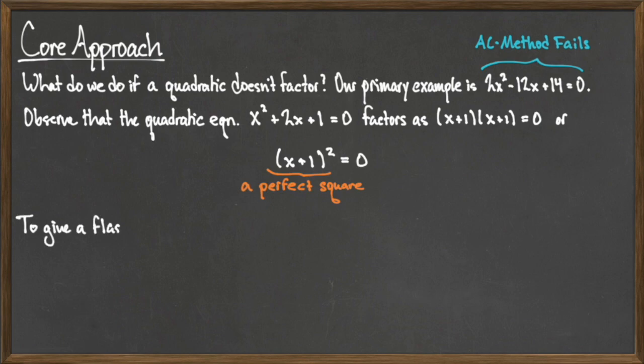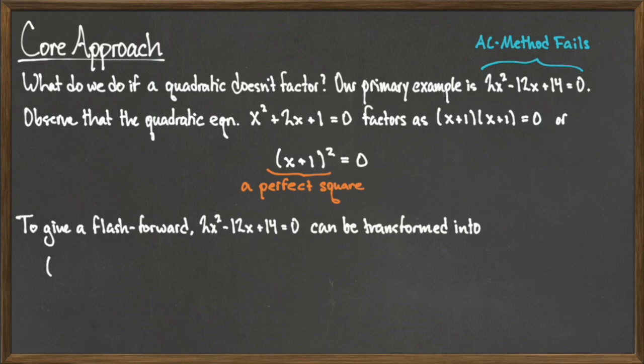So to give a little bit of a flash forward, we'll go ahead and tell you that the quadratic 2x squared minus 12x plus 14 equals 0 can be rewritten as x minus 3 quantity squared equals 2. Again, this is a flash forward. The whole purpose is to show us the end result, because what we can do is take the original quadratic and transform it into this perfect square equation, x minus 3 squared equals 2.